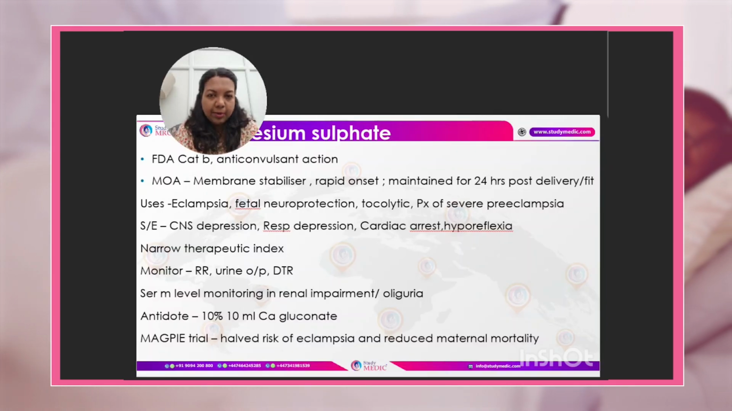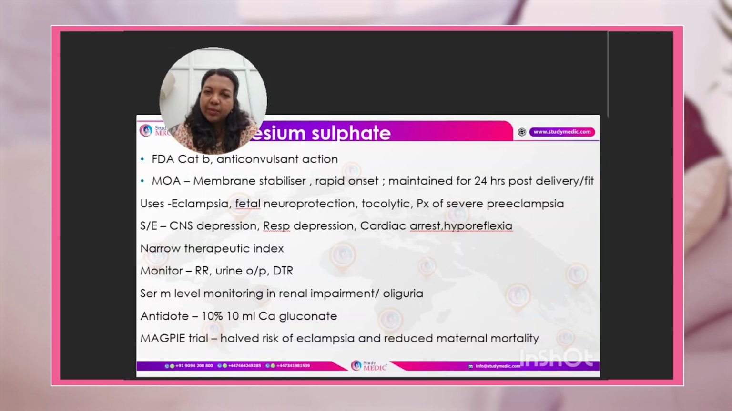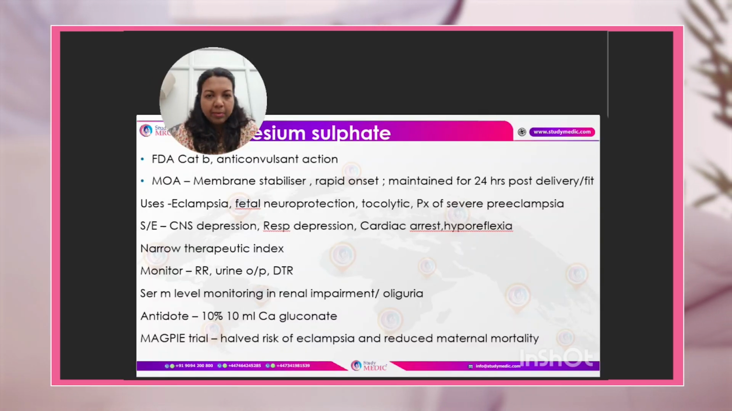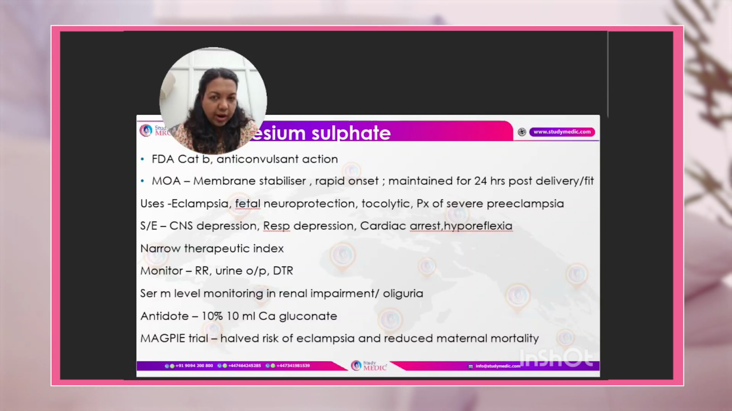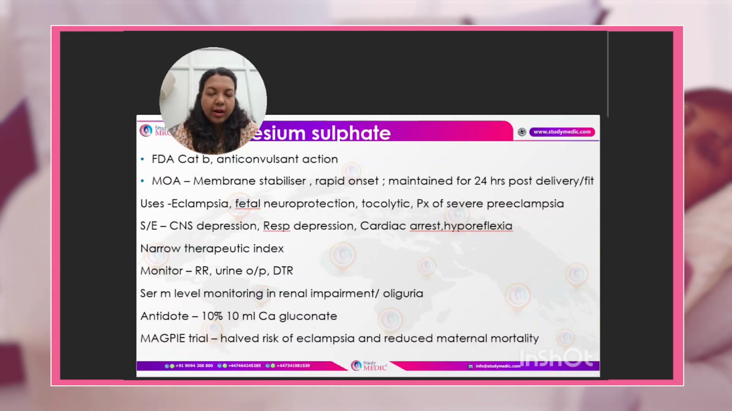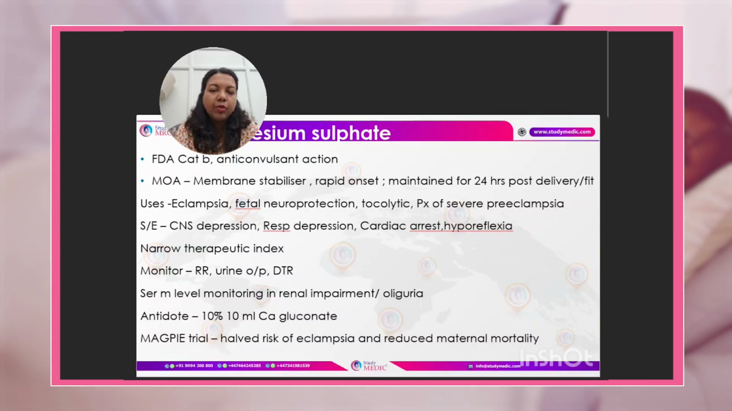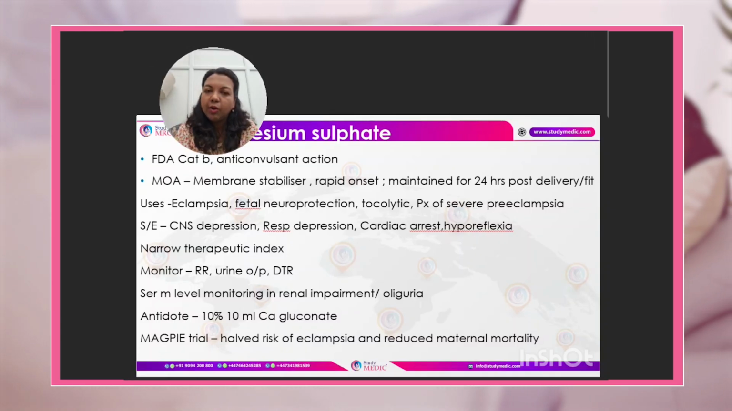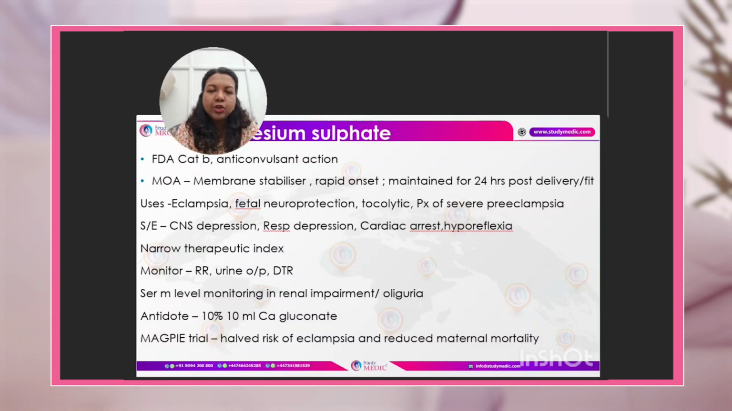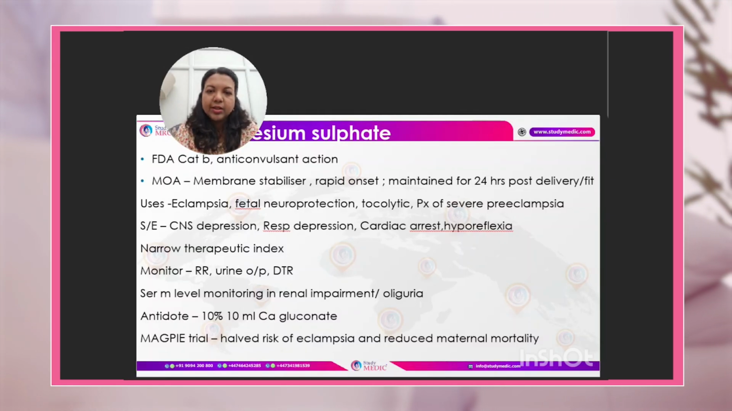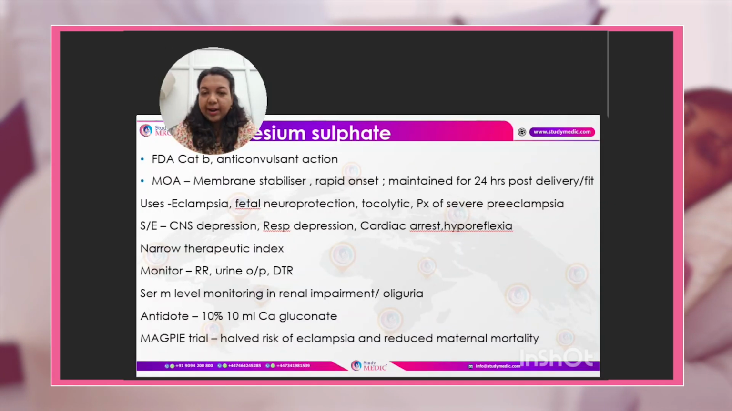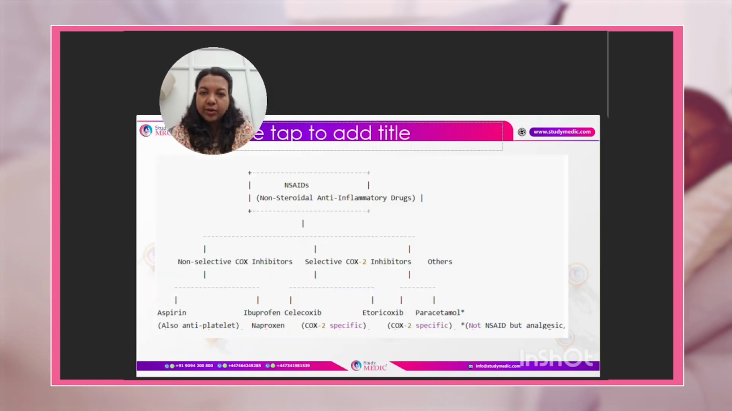Because it is a drug with a narrow therapeutic index, routine serum magnesium level monitoring is not done if the woman has normal renal function. But if there is a renal impairment, give the standard loading dose of 4 grams IV, followed by half the maintenance dose, which is 0.5 grams per hour. And you have to do every 4th hourly serum magnesium level monitoring also, to look out for magnesium toxicity. If there is toxicity, then the antidote to be given is 10 ml of 10% calcium gluconate. And it has been shown from the MAGPIE trial that magnesium sulfate can halve the risk of eclampsia and reduce the maternal mortality rate as well.